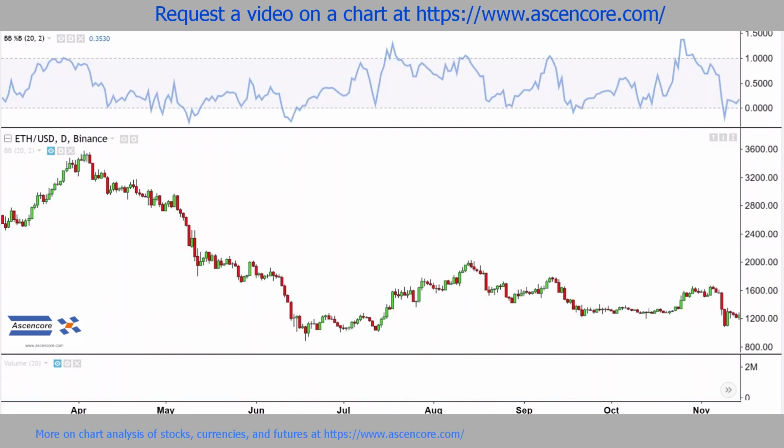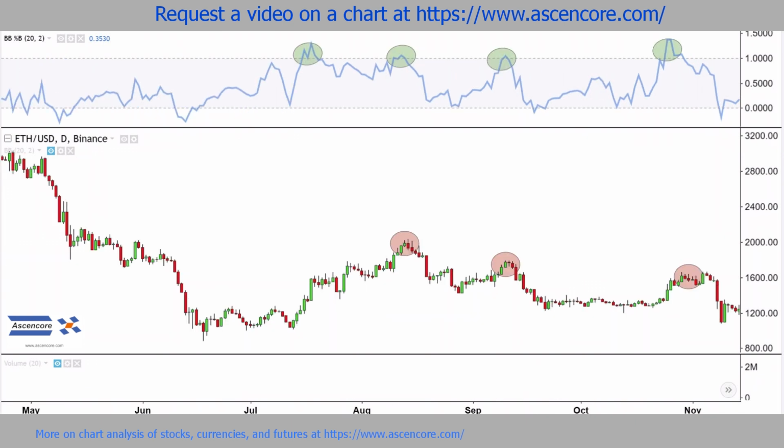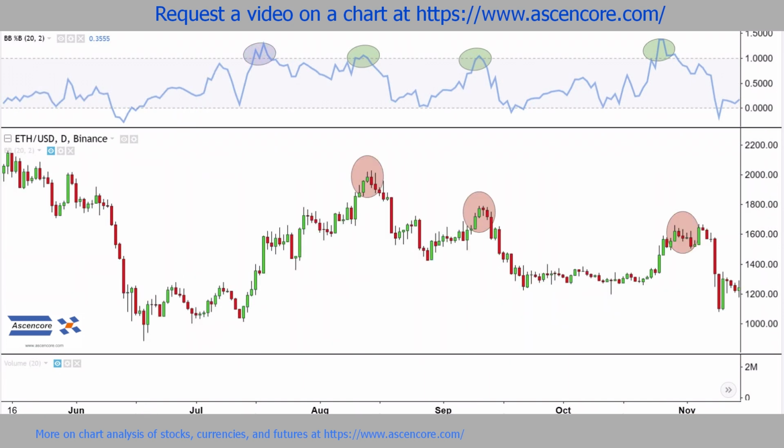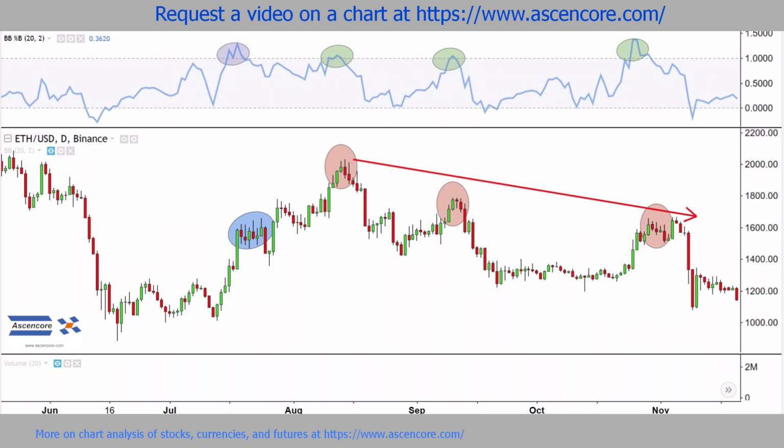Some may consider the %B indicator to be a cleaner way of displaying price deviation from the mean, compared to the regular Bollinger Bands indicator. That could be helpful in a case like this, where reaching 2 standard deviations over the mean doesn't necessarily guarantee a bearish reversal. Whereas with regular Bollinger Bands, some may get the impression reaching the upper band is much more bearish than it actually is.